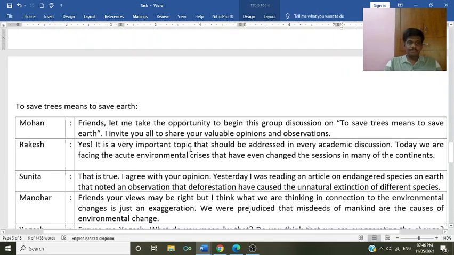The next part, to save trees means to save earth. See, Mohan says, friends, let me take the opportunity to begin this group discussion on to save trees means to save earth. I invite you all to share your valuable opinion and observations. So this is the initiation of the group discussion. Mohan is acting as a group leader, and he is initiating the group discussion. He is stating the topic and inviting others to participate in it.